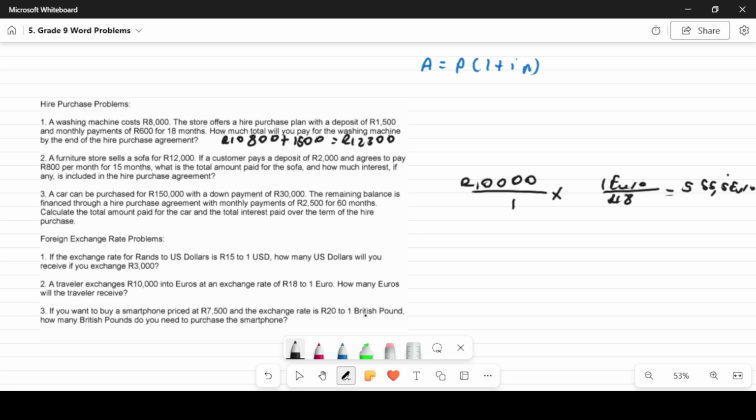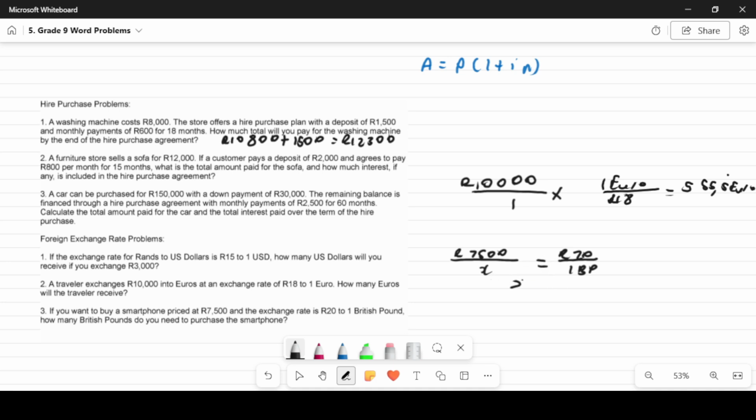Right. Next one, if you want to buy a smartphone priced at 7,500 Rand and an exchange rate of 20 Rand to 1 British pound, how many British pounds do you need to purchase the smartphone? Same idea. 7,500 over x must be equal to 20 Rand over 1 British pound. Now remember, Rand must be in the numerator and British pounds in the denominator, or British pounds must be in the numerator and Rand must be in the denominator. That's only when they'll actually be equal.